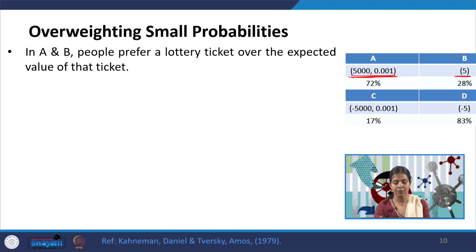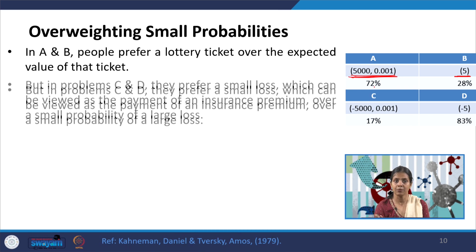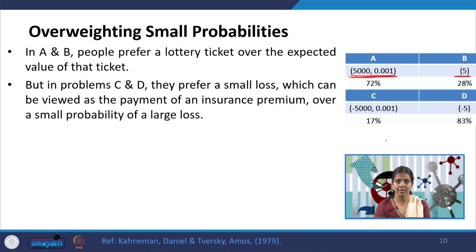In the sense, if you multiply 5000 with 0.001, then you will be arriving at 5. So, people prefer a lottery ticket over its expected value, but in problems C and D, they prefer a small loss, which can be viewed as the payment of an insurance premium over a small probability of a larger loss. So, in case you see that, for example, we go for life insurances, we go for health insurance, we go for damages to our properties, insurance against damages to our properties.